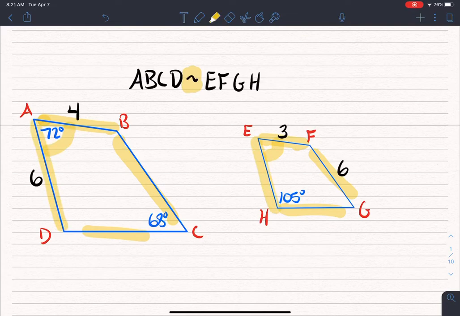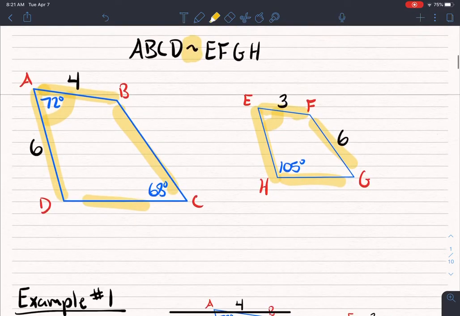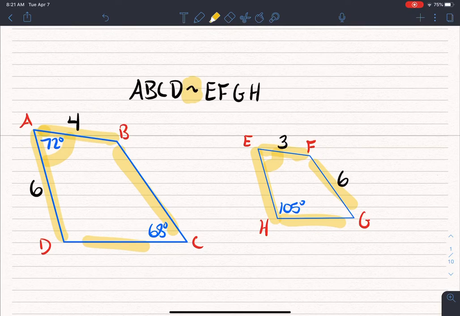Okay? And so we have to keep coming back to these two ideas. Similar polygons in geometry class refer to polygons whose corresponding angles are congruent and whose corresponding sides are proportional. Now, what I want to do is walk you through three brief examples that will get you going on understanding this a little bit better. And they all come from this picture right here.